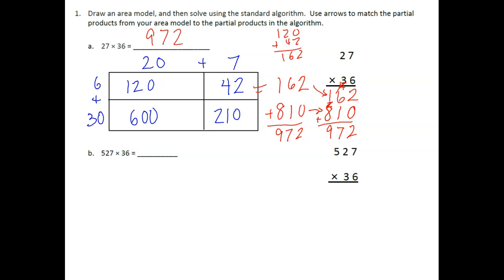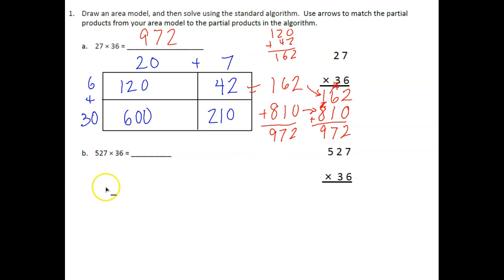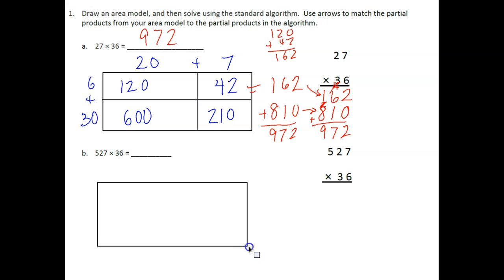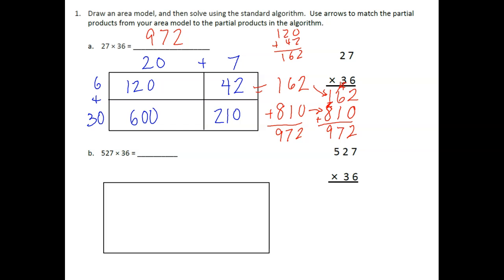So looking at this next problem here, we have 527. It's a vertical line. I didn't want that. Let's make an area model. 527. So I'm going to break that down into 3 parts. My hundreds, my tens, and my ones. So let's go with 500 plus 20 plus 7. Here I have 30 plus 6. 527. 36. All right, that's how it broke down.